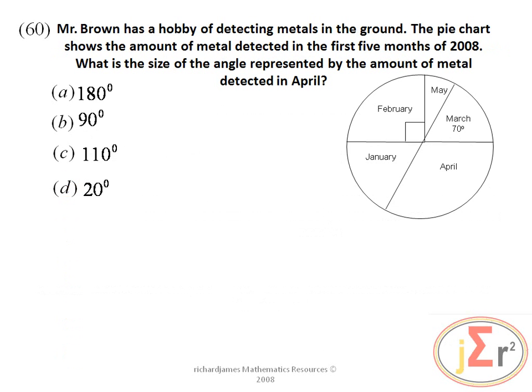Mr. Brown has a hobby of detecting metals in the ground. The pie chart shows the amount of metal detected in the first 5 months of 2008. What is the size of the angle represented by the amount of metal detected in April?